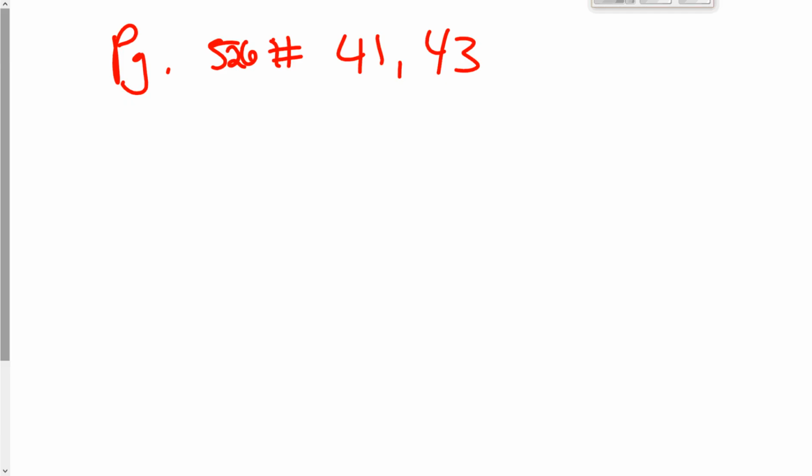On page 526, numbers 41 and 43 are the ones that you want to practice on, so you can pause it anytime.